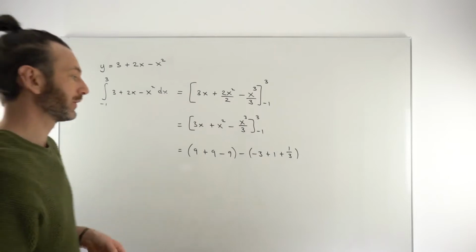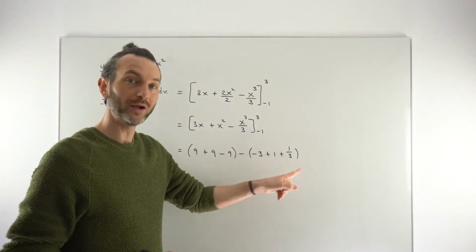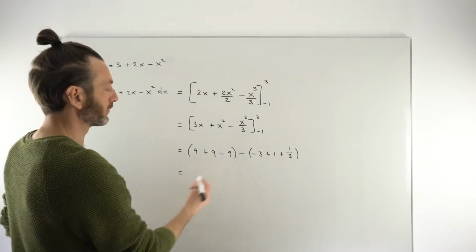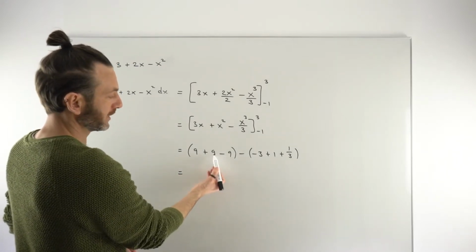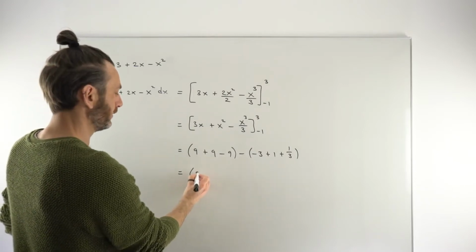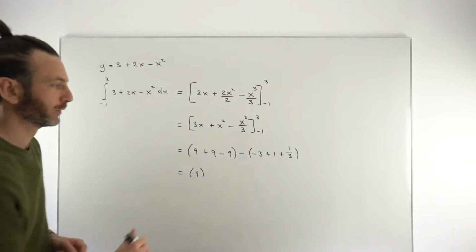So this is a calculator question. You could just put this on the calculator at this point. Sometimes it's okay to do that. Sometimes you're better to simplify for a line or two first. So we can see here that 9 minus 9 is 0, so they're going to cancel, leaving just 9 in the first bracket. Don't really need the bracket anymore, but I'll just leave it there.